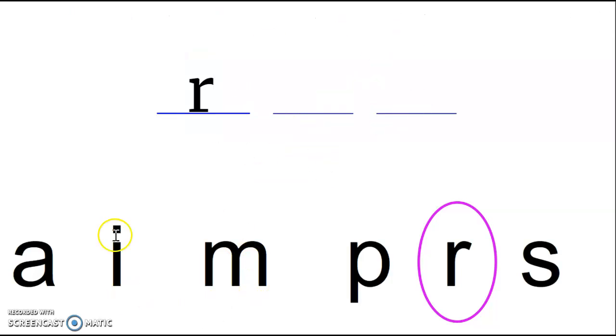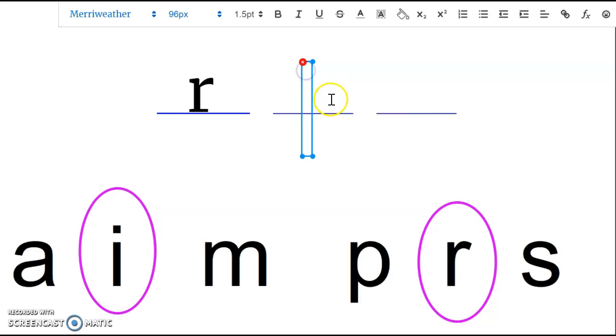Our second letter is I. Which letter below makes the I sound? I. If you chose letter I, you're correct. Letter I is our second letter. I makes the I sound.